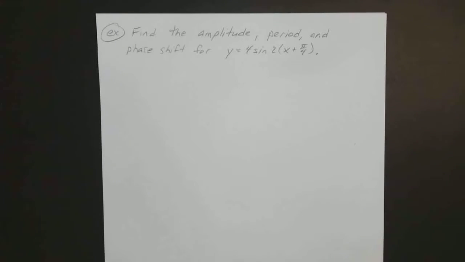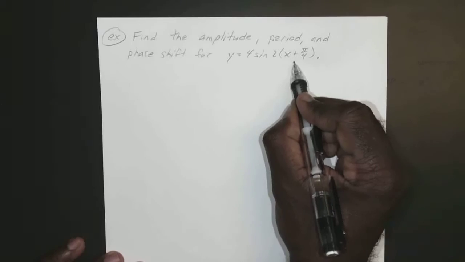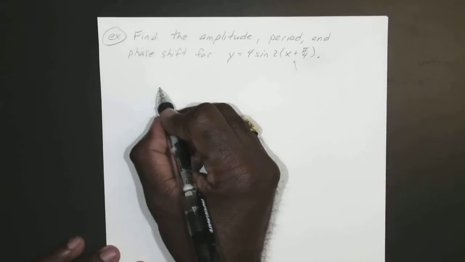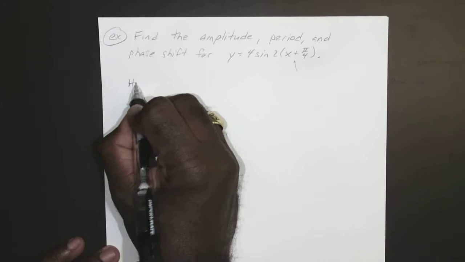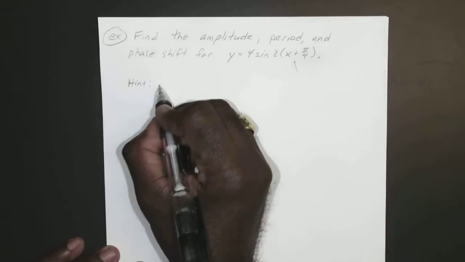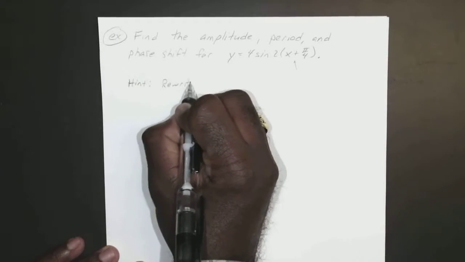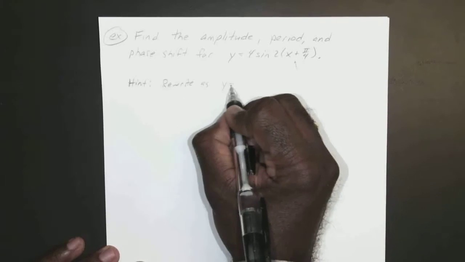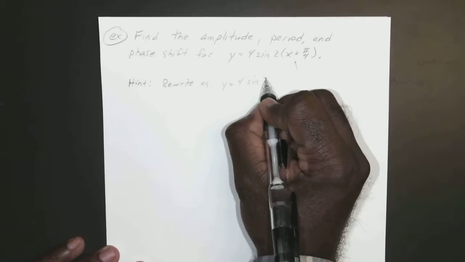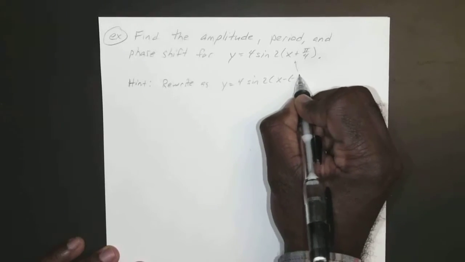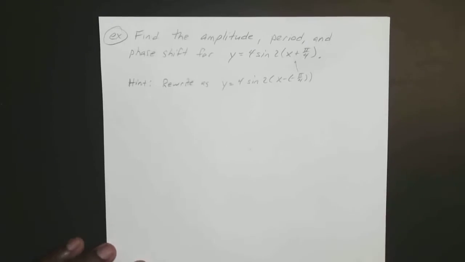Oh, quick hint. Remember, that has to be negative. So just a quick hint before you get started. You want to rewrite it as y equals 4 sine of 2 x minus negative pi over 4. Kind of like how we had to do with the formula for a circle. If it was plus something, we had to make it minus negative, just to match the formula.